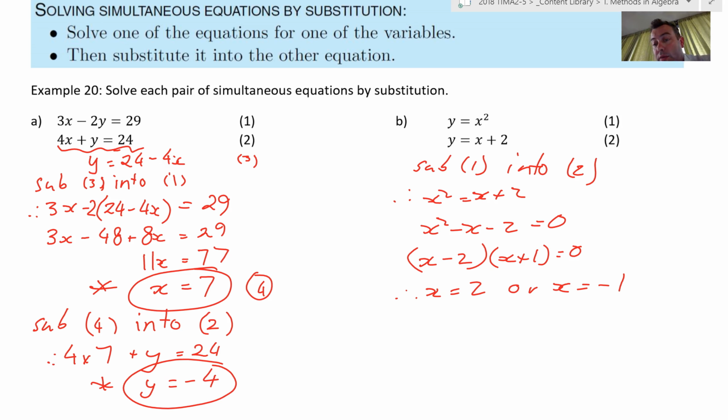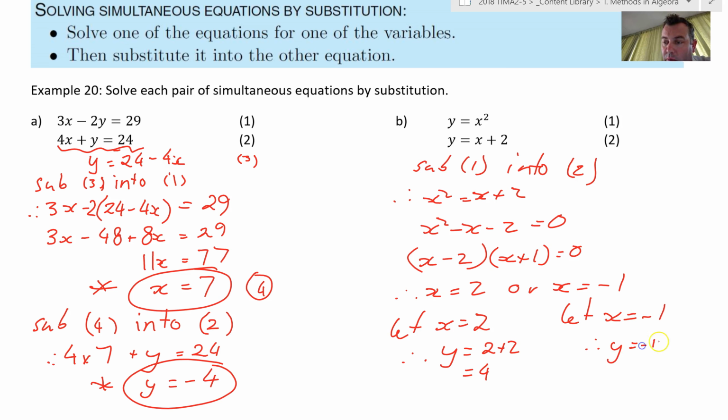Now I say we need two answers. Well, in fact, I need some answer for x and for y. Now I'm going to say let x equal 2. Therefore, y equals 2 plus 2 equals 4, and over here I'm going to say let x equal negative 1, so y equals negative 1 plus 2 equals 1.